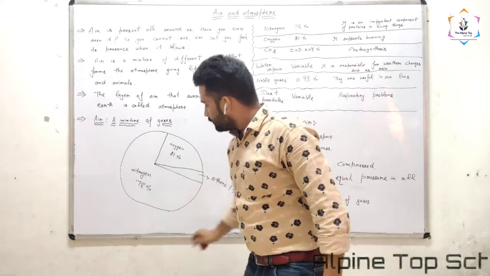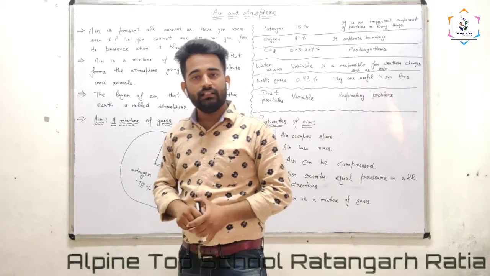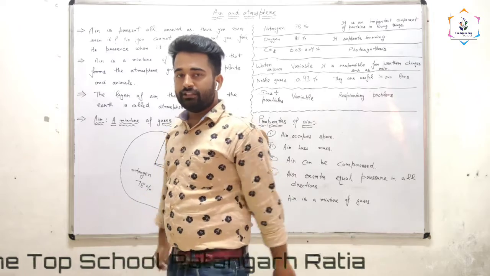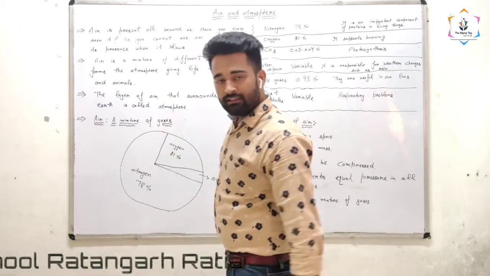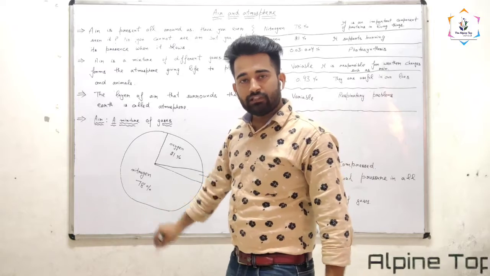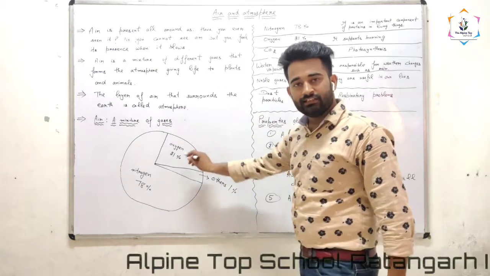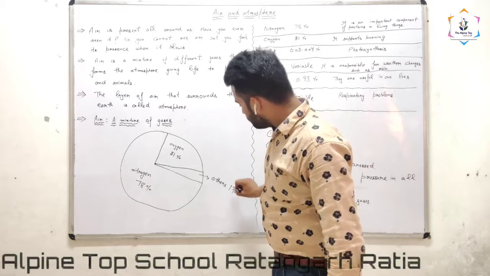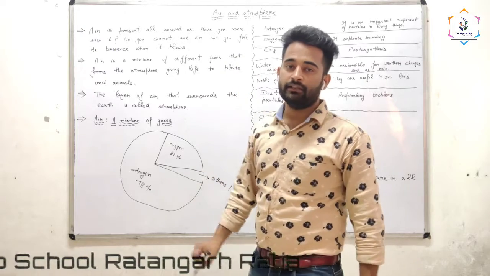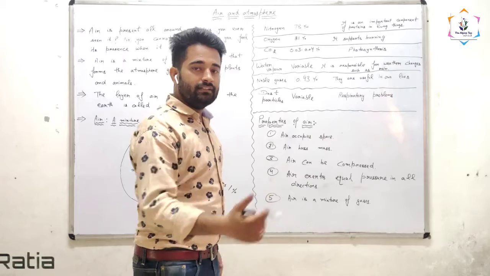Next is the composition of air. How many kinds of gases are present inside the air? Air is a mixture, that's why it contains a number of gases. First of all, nitrogen: 78% of nitrogen is present in the air, and 21% oxygen is present in the air, and 1% other gases are present. Now we will discuss each gas present in the air one by one.